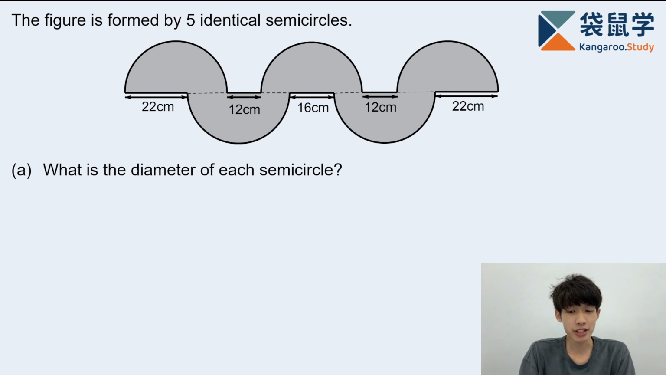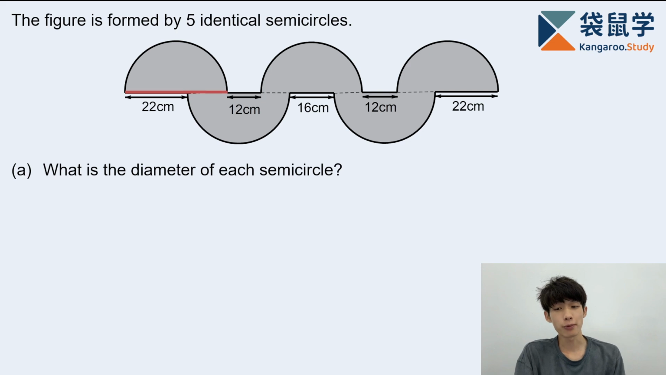So, what is the diameter of each semicircle? We know the diameter of a circle should be represented as the longest distance inside the circle. But how about semicircles? If you find it and label it, it should be the straight line I'm drawing. And now we need to find the length of this line. But we only know one part of it, which equals 22 centimeters, but we still have one part that is unknown.